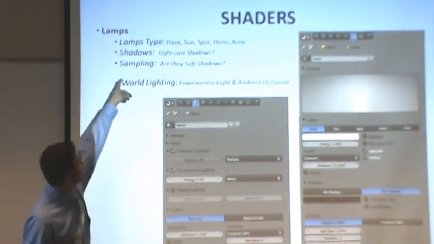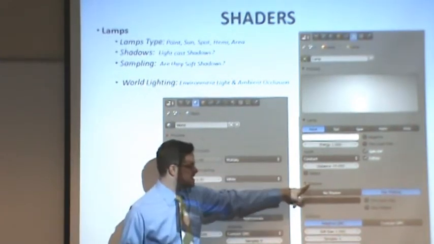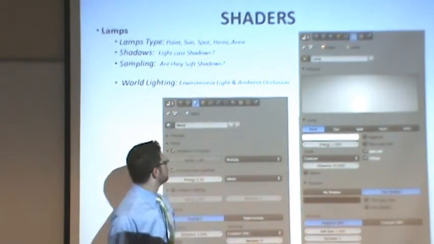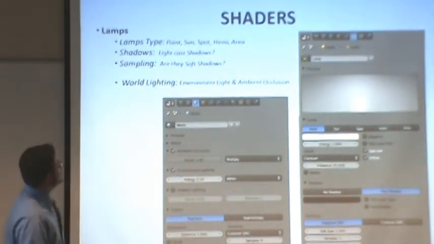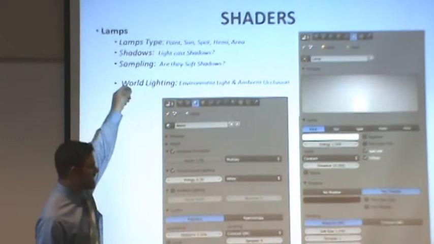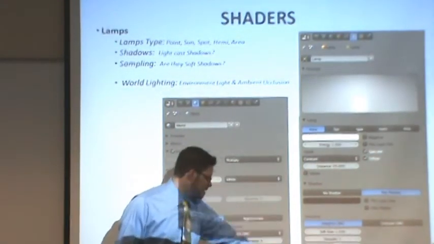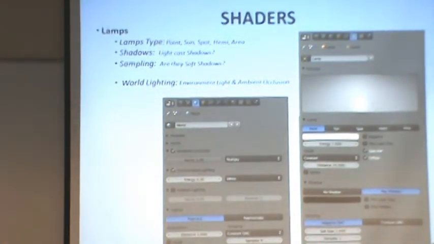The other thing that's important is shadows. There's tabs for each one of these guys here, or panels, I guess. Does it cast shadows? Does it not cast shadows? Pretty easy there. And the sampling here. The higher the sampling, the softer the shadows are going to be, the more accurate they're going to be. Also, the longer it's going to take to render.